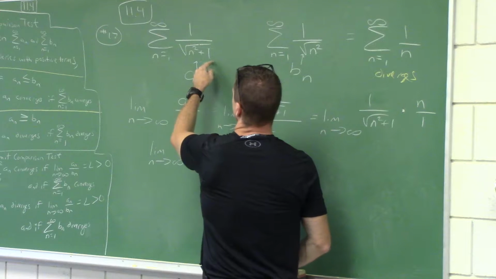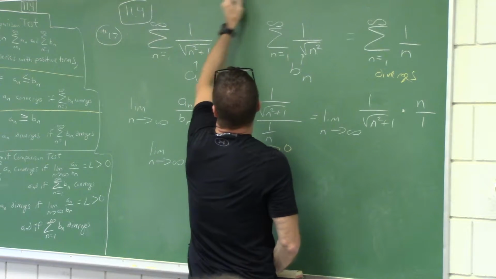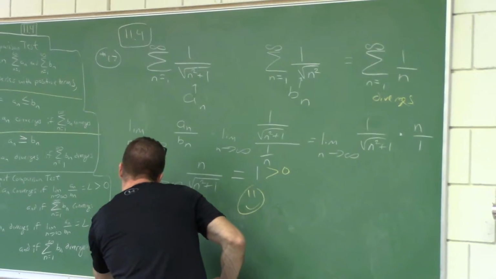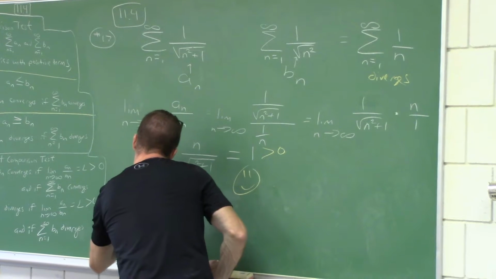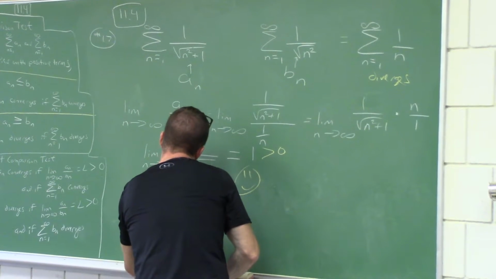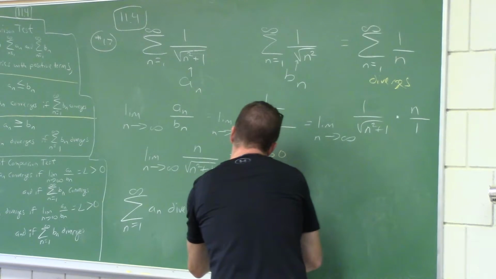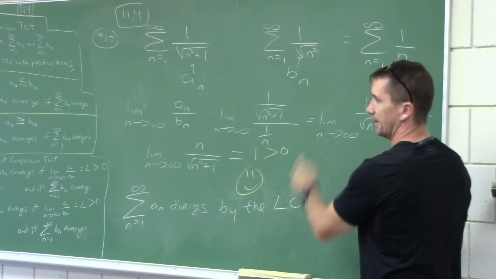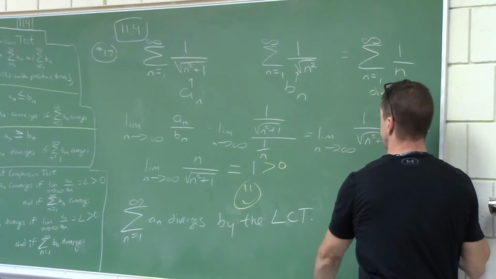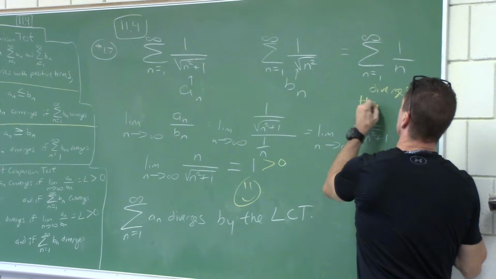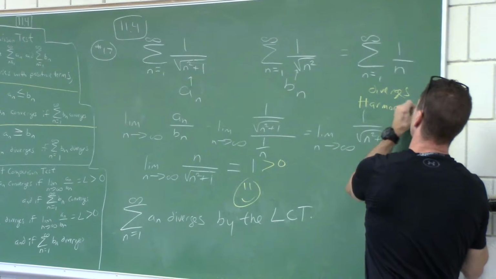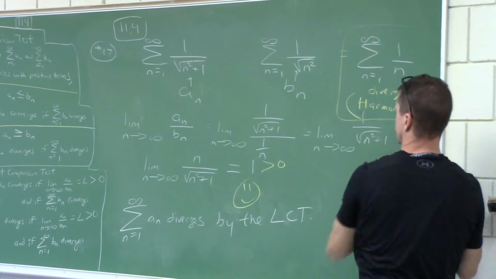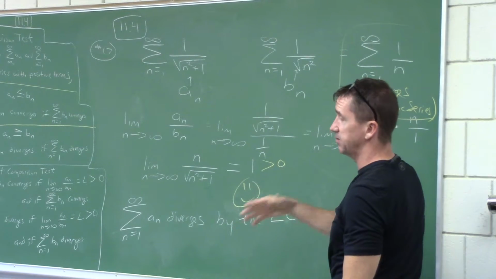This series right here. I got enough room right here. This series, and I call it summation of a sub n, diverges by the, let's abbreviate it, the limit comparison test. And I made a note that this diverges because it's a what? It's a harmonic series. This diverged, so this diverges.